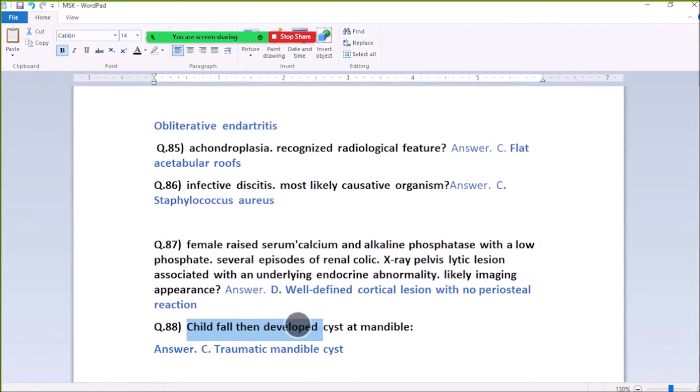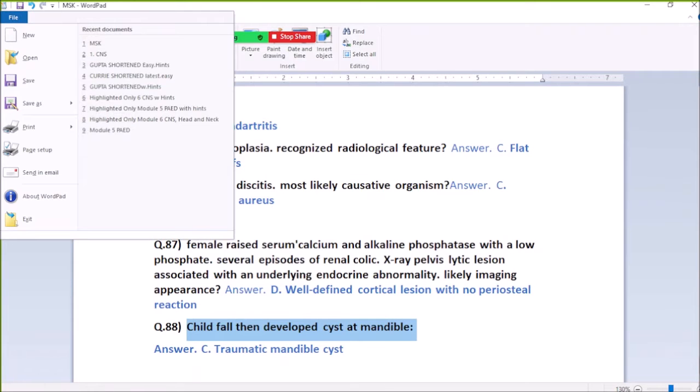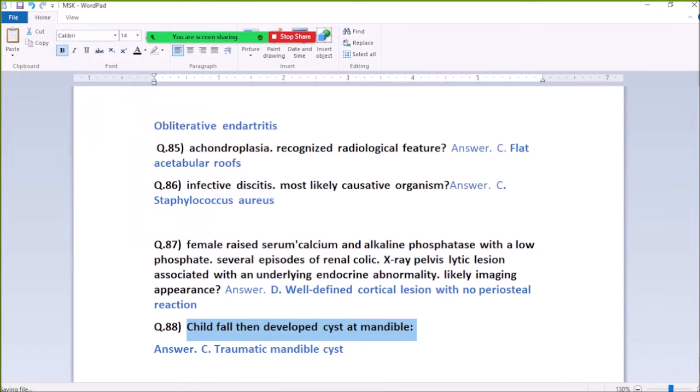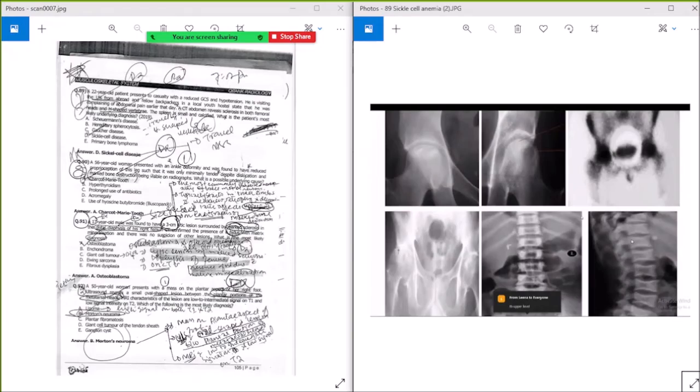Question number 88. Child falls and develops a cyst in the mandible: traumatic mandibular cyst. Next, 89.